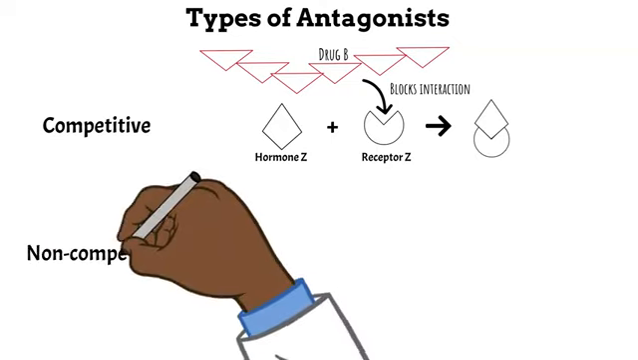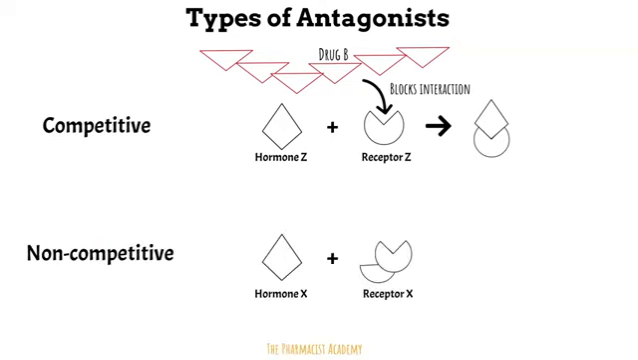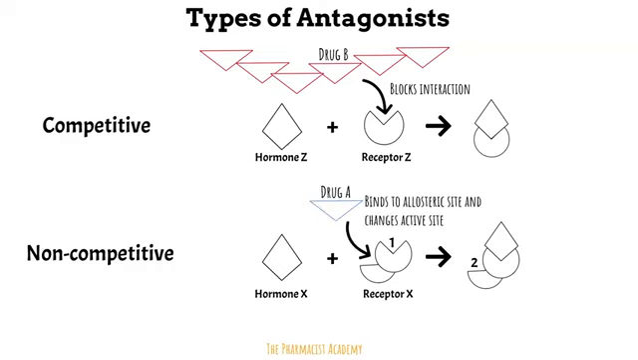For non-competitive antagonists, we have hormone X that normally binds to receptor X to form a complex and a response. In this case, the receptor has two sites, the active site that the hormone X binds to and an inactive site called the allosteric binding site. For non-competitive antagonism, the drug binds to the allosteric site, which will cause the shape of the active binding site to change. This will prevent hormone X from being able to bind to the active site because they don't match anymore. And that will bring this video to an end.